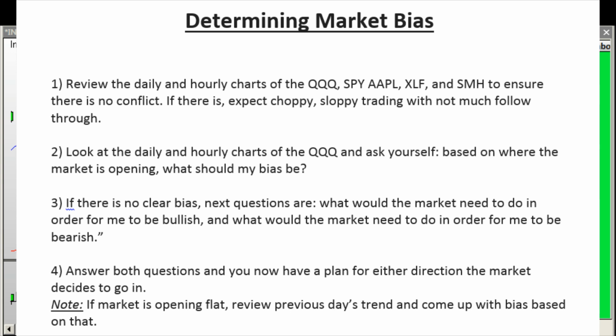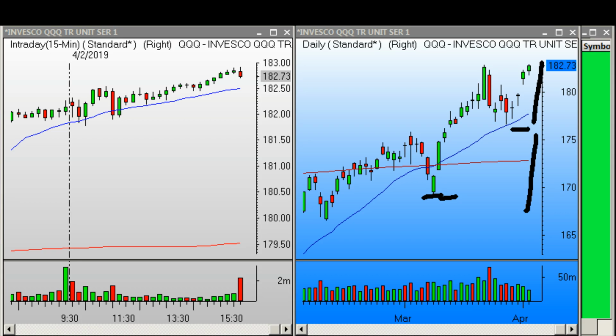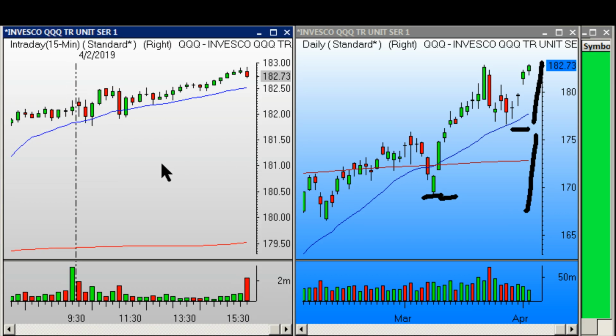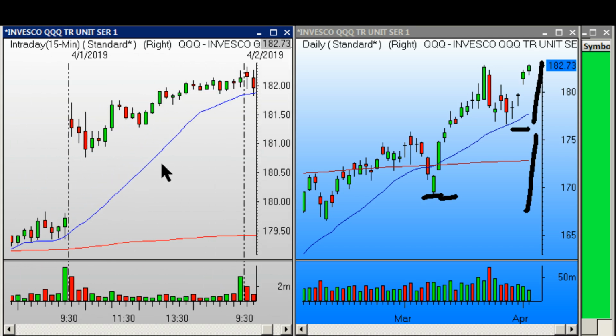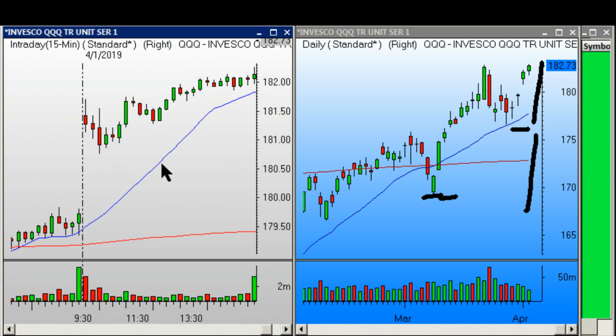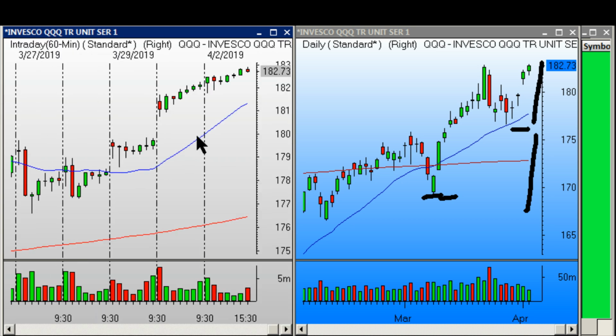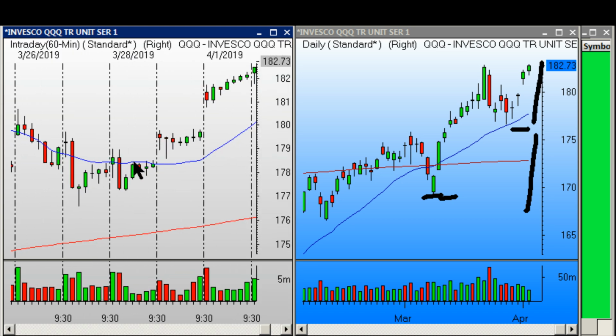So that's my step-by-step process. For today, for example, the market was opening, what was it doing? It was opening flat. Now this is the 15-minute chart, but here's the hourly. It doesn't matter when the hourly is not small bars. I often go to the 15-minute to tell you the truth.